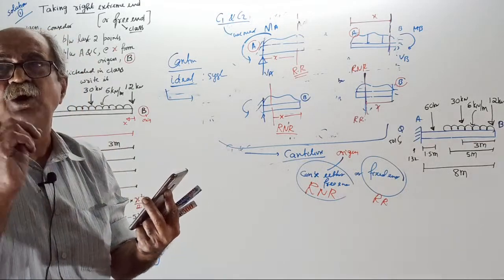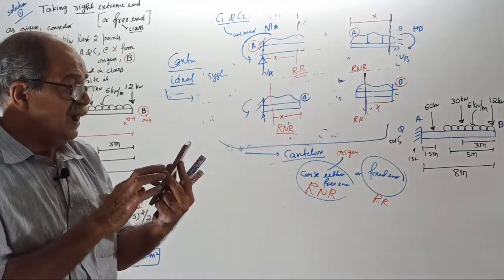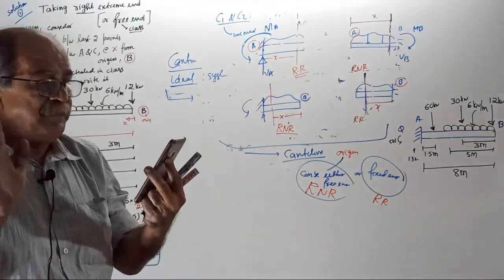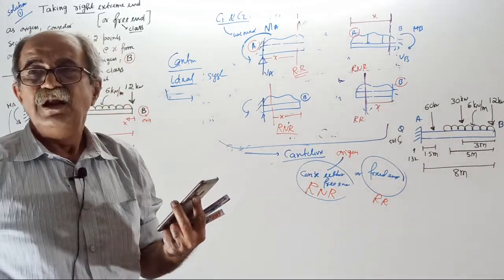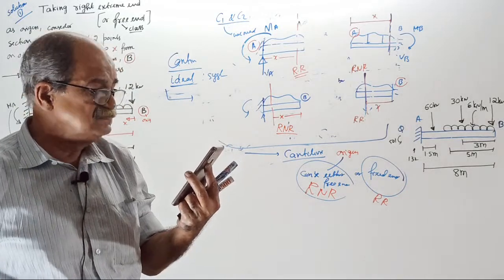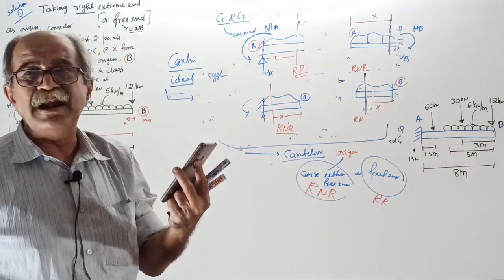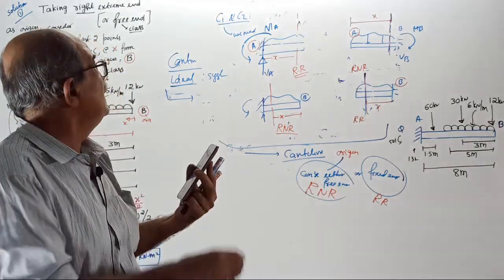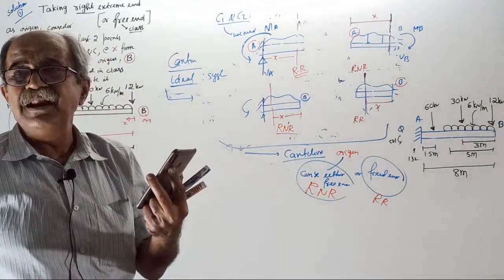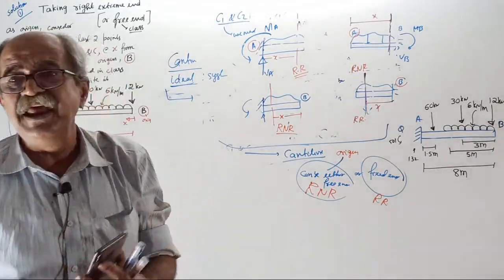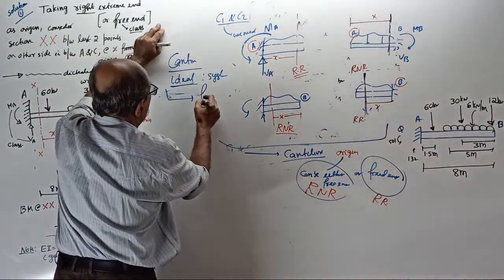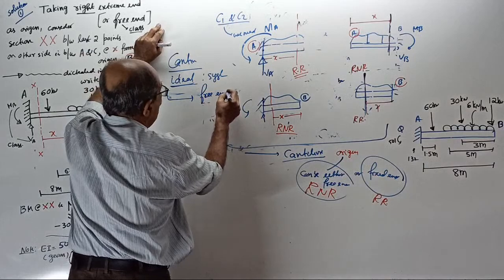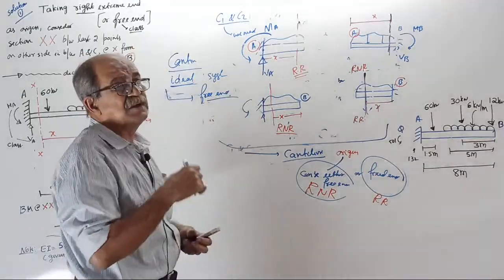For SFD and BMD, as I told you, which origin? Don't say left and right hand. You should not use the words left and right hand, it is dangerous. Why left and right hand? It is the free end. Free end origin is always more systematic.